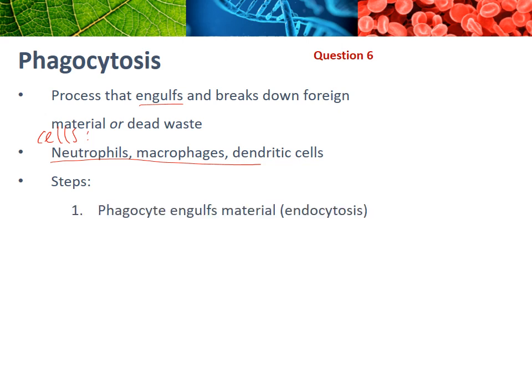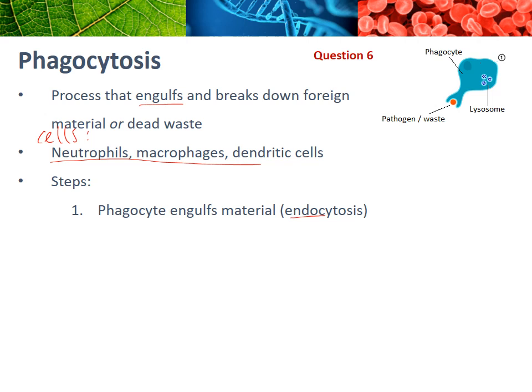The first thing that happens is that the phagocyte, which is either a neutrophil or a macrophage or a dendritic cell, engulfs whatever material it's going to break down by endocytosis. If you look at this picture, we've got the phagocyte, the big blue thing. We've got the pathogen or the waste that needs to be broken down. That could be a virus, or a bit of damaged cell material.